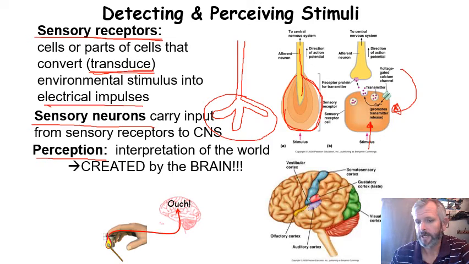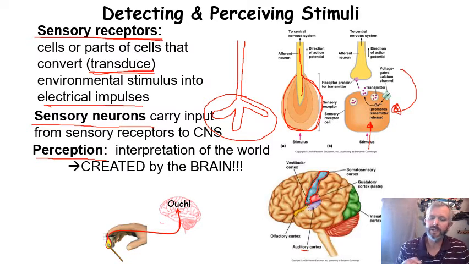Okay, if you remember your anatomy days, we got our somatosensory cortex. Those are going to be our cutaneous information going up to that region, right? Our special senses all have their own little cortexes. Okay, olfactory for smell, auditory, visual.